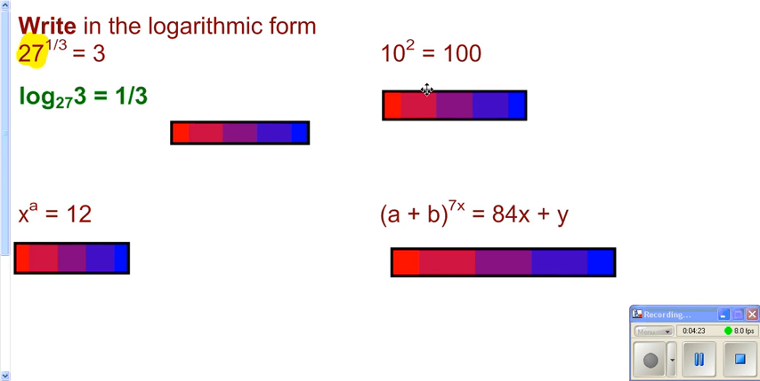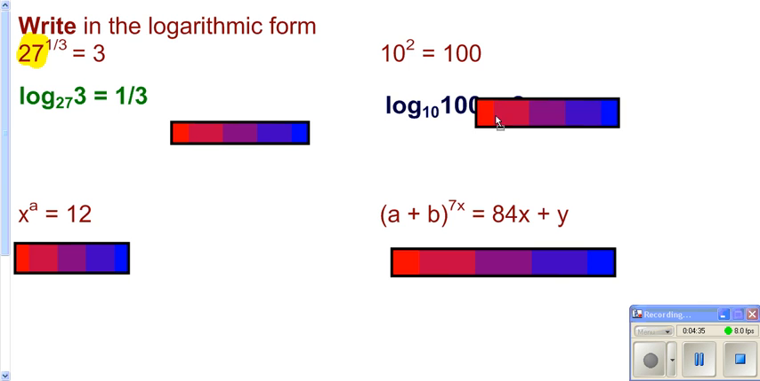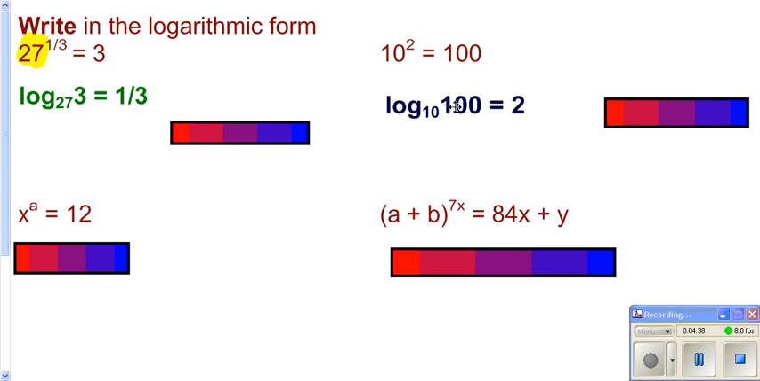Go ahead and try to work out the next couple here. So we go log of our base, which is 10. Our exponent goes on the other side all by itself. The 100 goes after the log. So it'd be log base 10 of 100 equals 2.